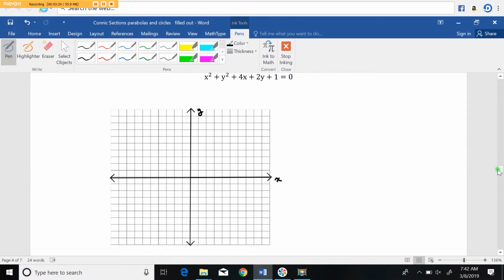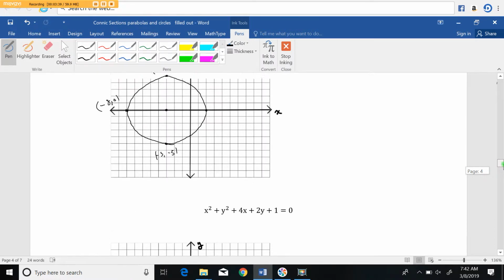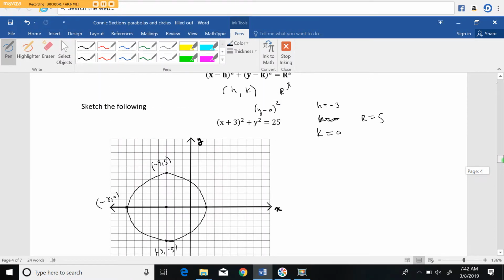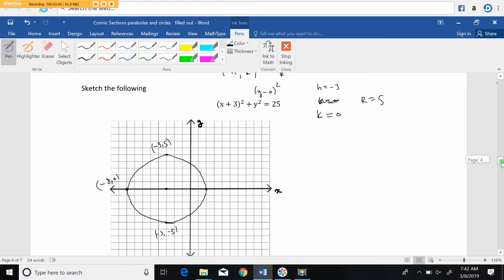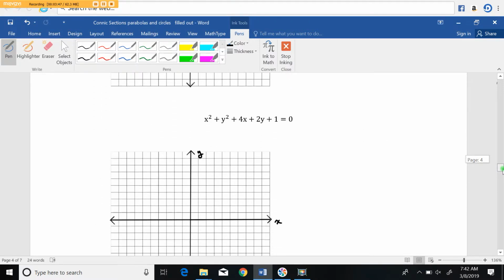All right, so this guy right here, x squared plus y squared plus 4x plus 2y plus 1. This one's going to need a little work. What we need to do first is make this look like this. And we're going to use a process called completing the square.